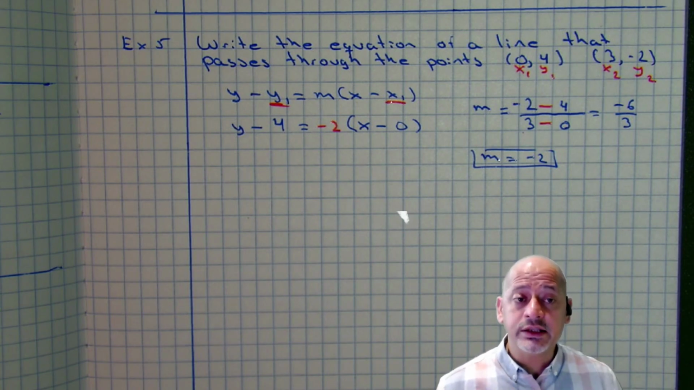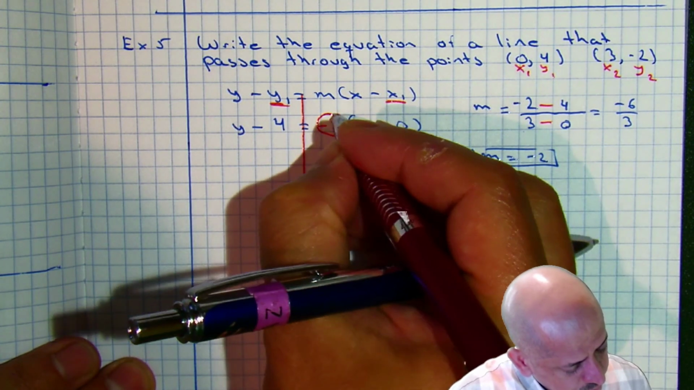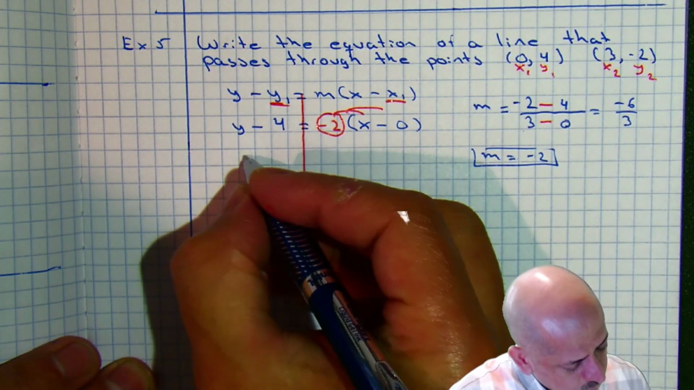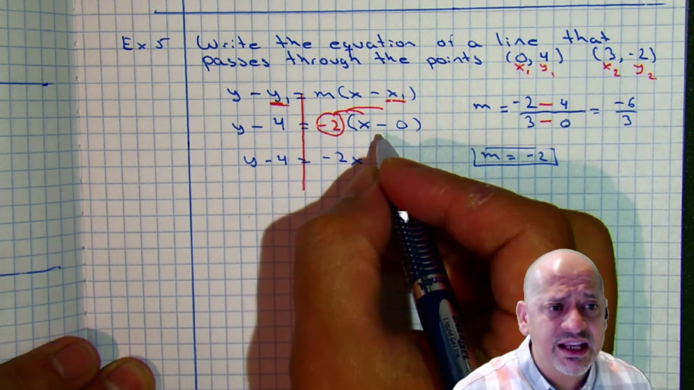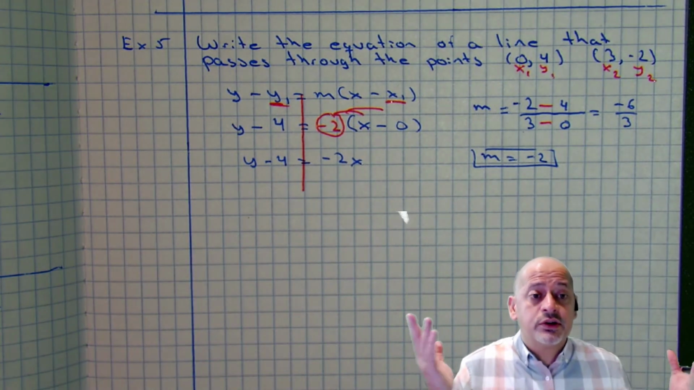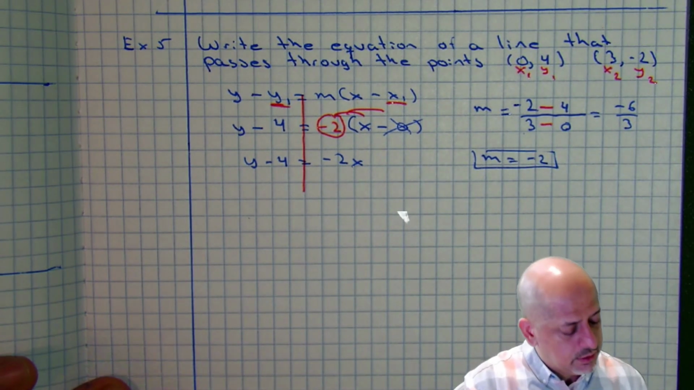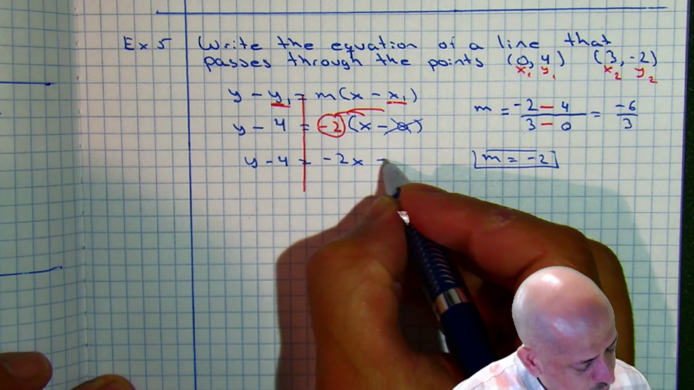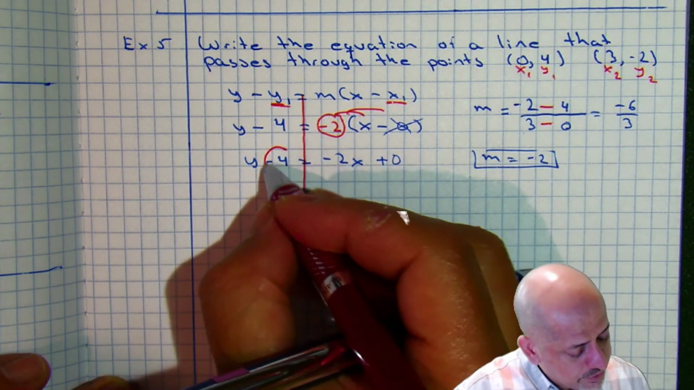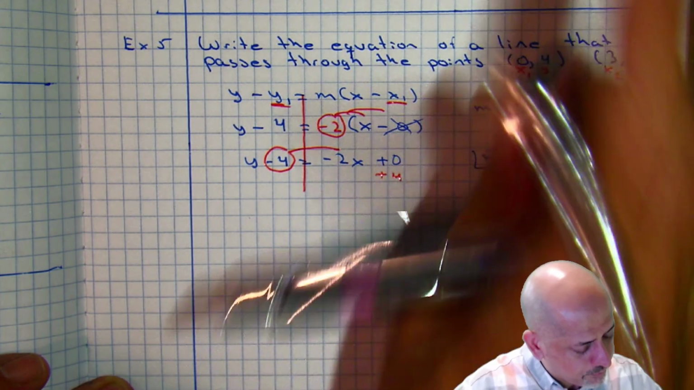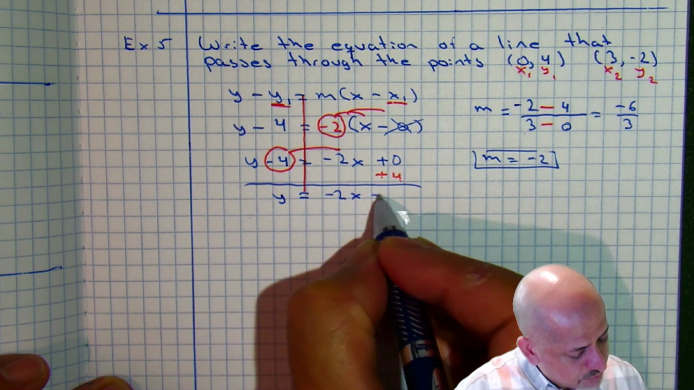Now I'm going to rewrite it in slope-intercept form, a very quick process. Distribute the -2. So now we have y minus 4 equals -2 times x is -2x. -2 times -0. Anything times 0 is 0, so therefore we don't need it. I can just do plus or minus 0. And one last step is to move the -4 to the right, becomes a +4. And now we have y equals -2x plus 4.